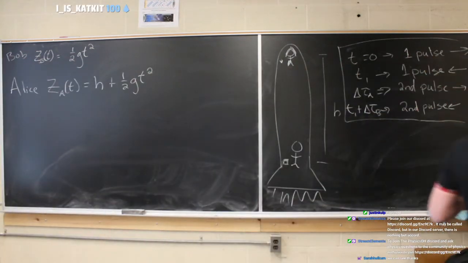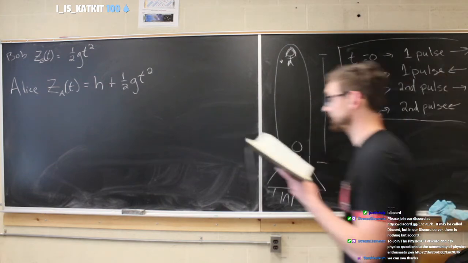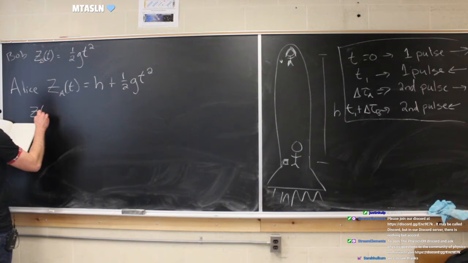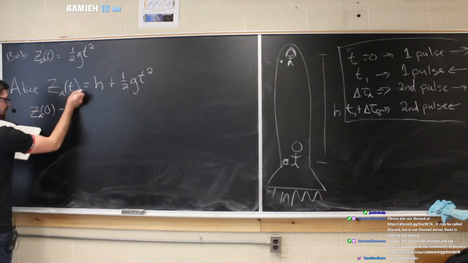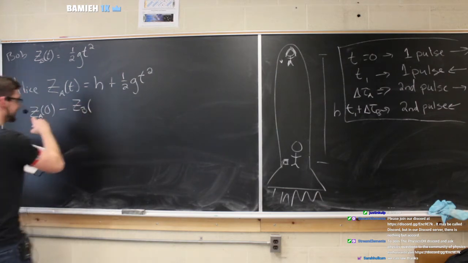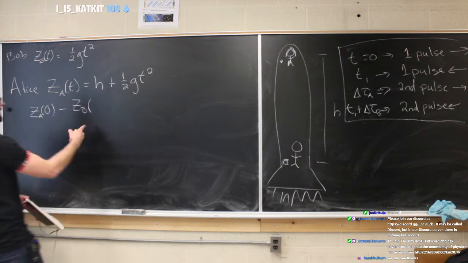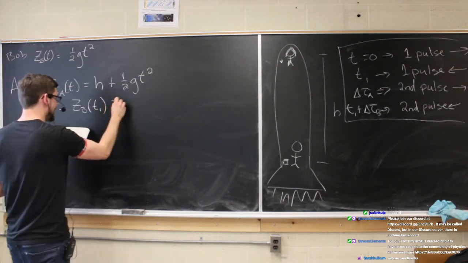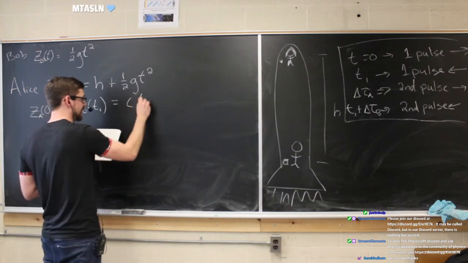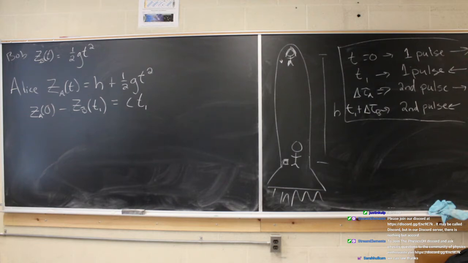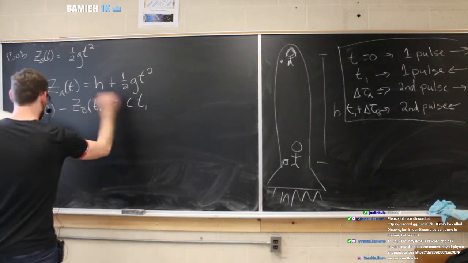The distance traveled by the first pulse can be given by a simple formula. It's basically the distance from Alice to Bob. So these are just distances: Alice's distance minus Bob's distance, and that's going to be given by c times t1. We'll get back to that in a second, but we can just talk about the distance as this.